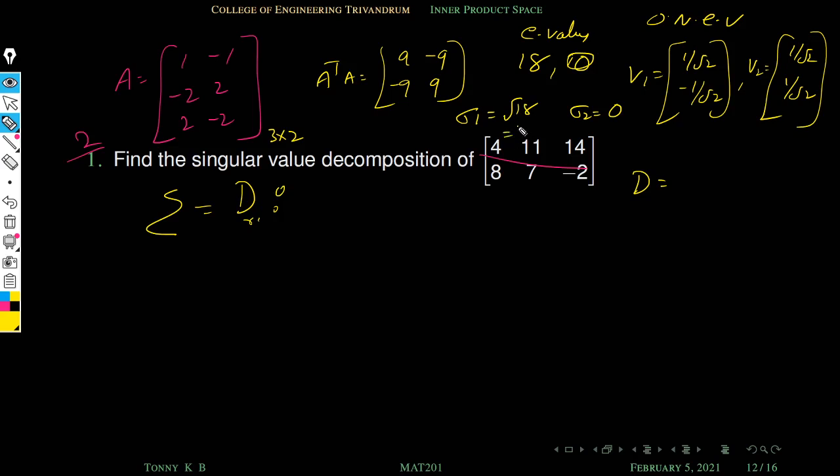This is 3 root 2. So only one non-zero value. So D is a 1 by 1 matrix, 3 root 2. Then how to construct sigma? What is the first row, second row, and third row of sigma? Sigma should be 3 by 2. So what is the first row?